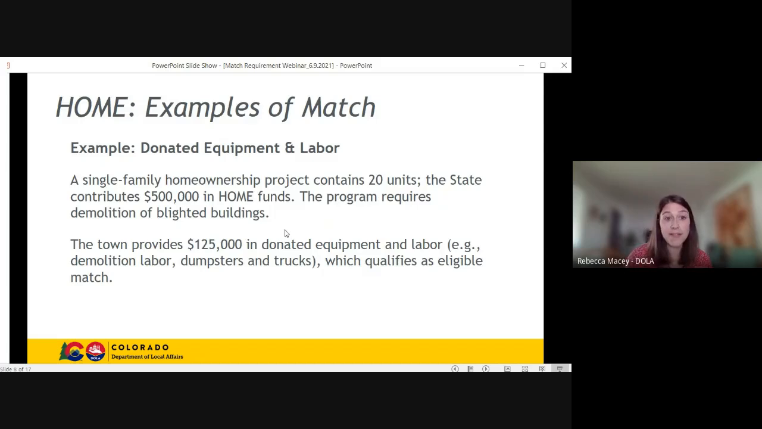Another example that we've seen is donated equipment and labor. So sometimes you might not have the bond financing or the local contribution, so there's other ways to do it. It can be in kind in different ways. So in this example, a single family homeownership project contains 20 units. The state contributes $500,000 in HOME funds. And then in this program, it requires the demolition of blighted buildings. In discussions with the project, the town now provides $125,000 in donated equipment and labor, demolition labor, dumpsters, trucks, dumping fees, etc. And those qualify as eligible match for that 25% for HOME.